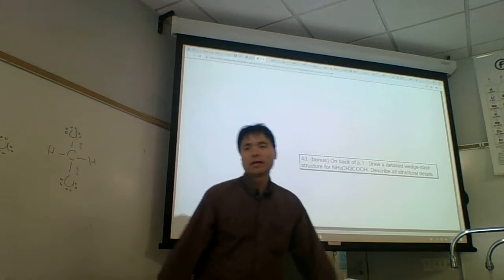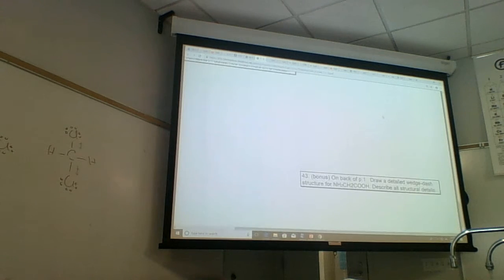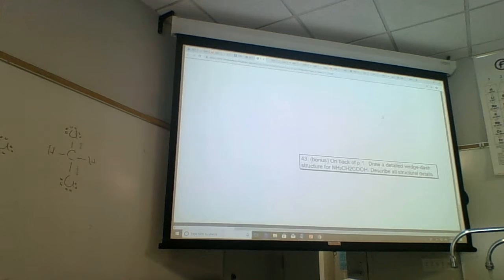Glycine. This is the amino acid glycine. We did this one in class, so hopefully it's in your notes. You have a good drawing for this one, as well as other ones we did, not just glycine.